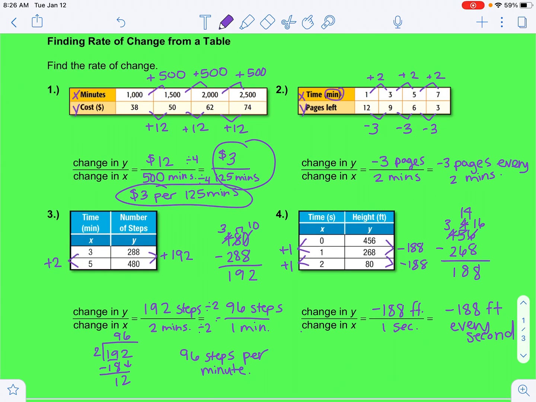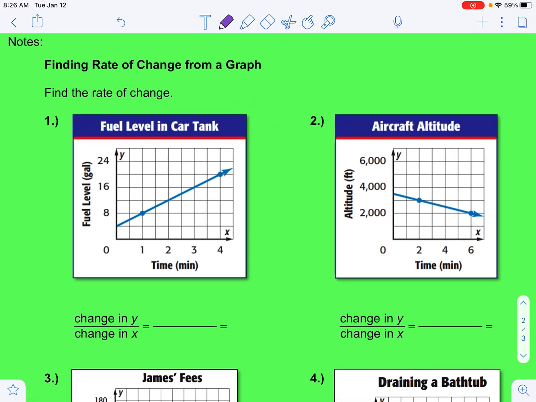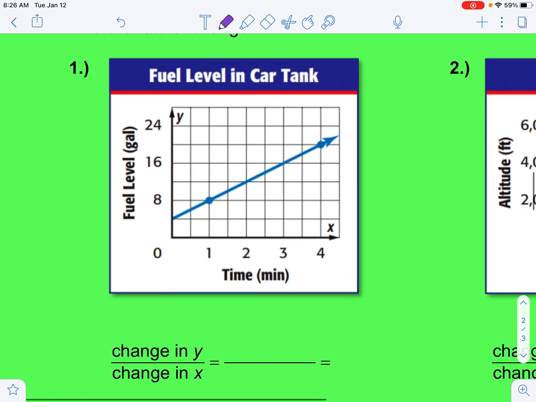Alright, so that was how to find the rate of change from a table. Now let's move on to finding a rate of change from a graph. Alright, so let's start with number 1. We are talking about the fuel level in a car tank, and our x is the time in minutes, and our y is the fuel level per gallon.